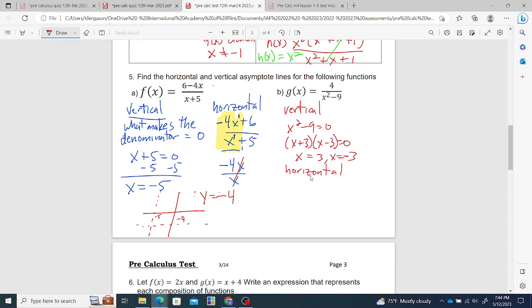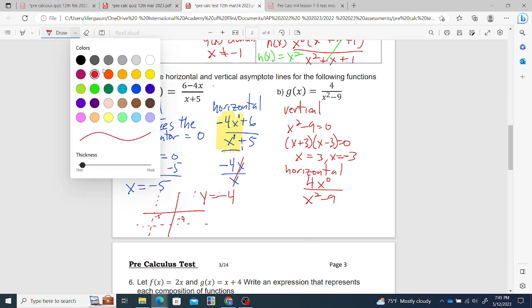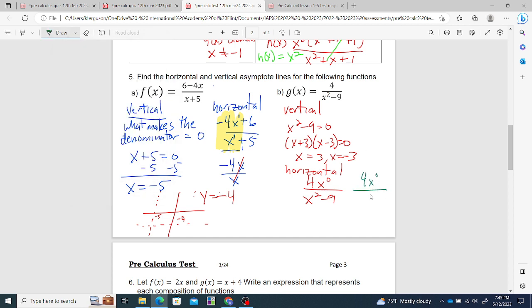Well, horizontal asymptotes. I look at the highest degree of my variable. If there's no variable up there, I think about it as x to the 0, right? So I got x to the 0, and I got x squared down there. So what am I going to have? It's going to be 4x to the 0 over x squared. The other stuff falls off, right? Well, x to the 0 is 1. So that's going to be 0.